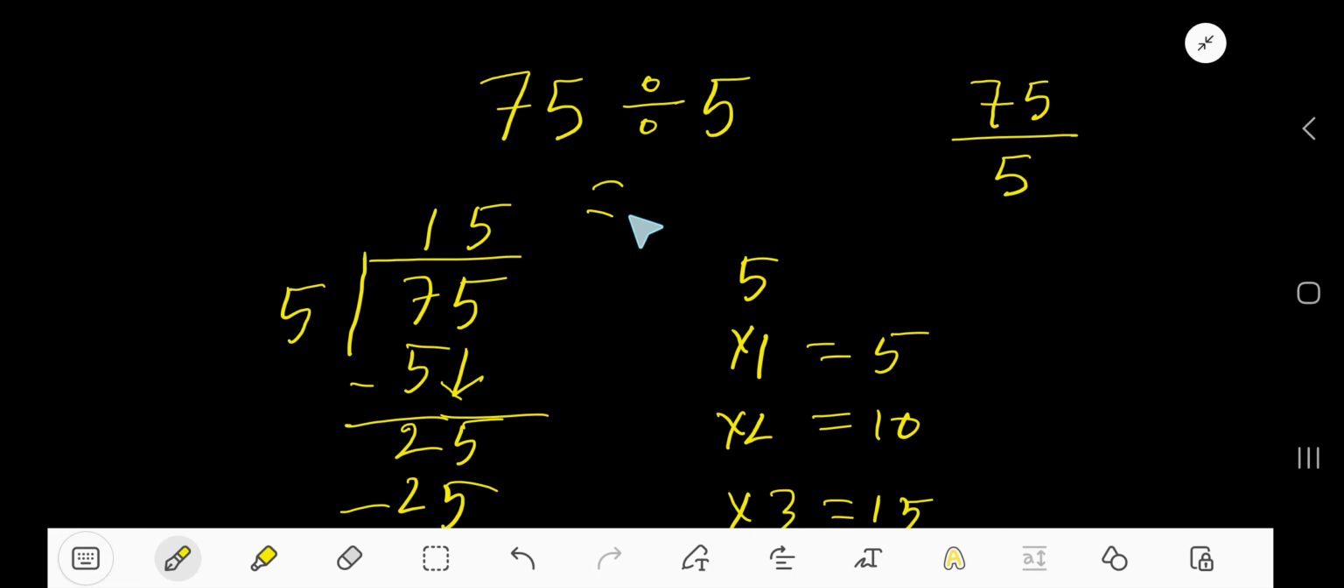That is, your result is 15. That is, the quotient is 15.